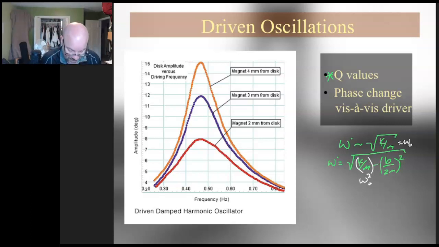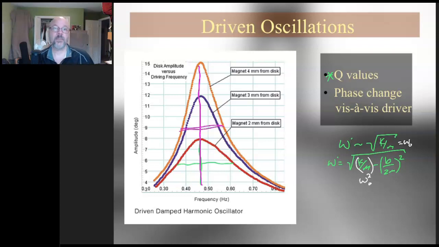So my red here has a certain height and it has a certain width. And the Q value has to do with that height to width ratio. If we have something else like the golden yellow or orange color there, it's much taller at the same width. Sometimes it's called the height to half width ratio. But the lower my gamma value, because I have less resistance, the higher that peak becomes, and this thing becomes really, really, really peaked.